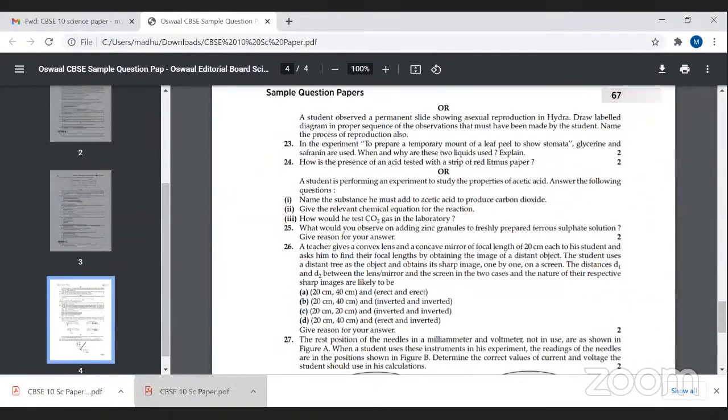Okay, so discussing the next question, it's a kind of case study type. A student observed a permanent slide showing asexual reproduction in Hydra. Draw a labeled diagram in proper sequence of the observation that must have been made by the student. Name the process of reproduction also. Kindly read this question once and try to understand and answer it. So what will be the process of reproduction here? What kind of reproduction is it?